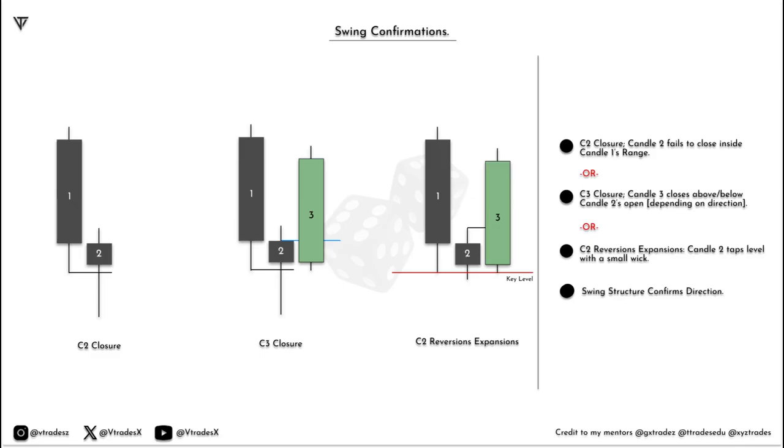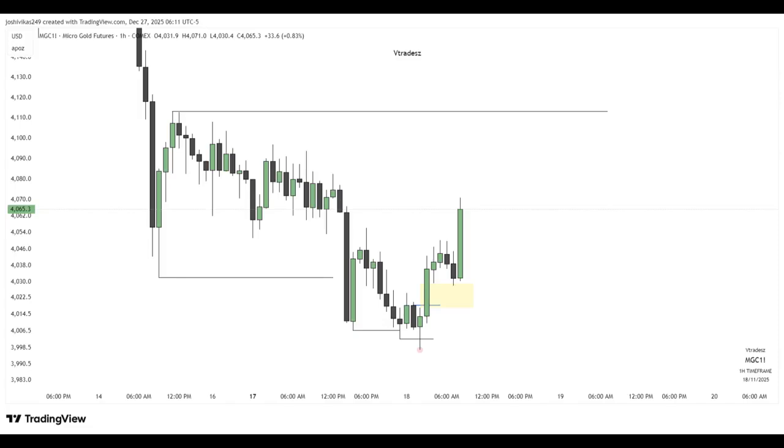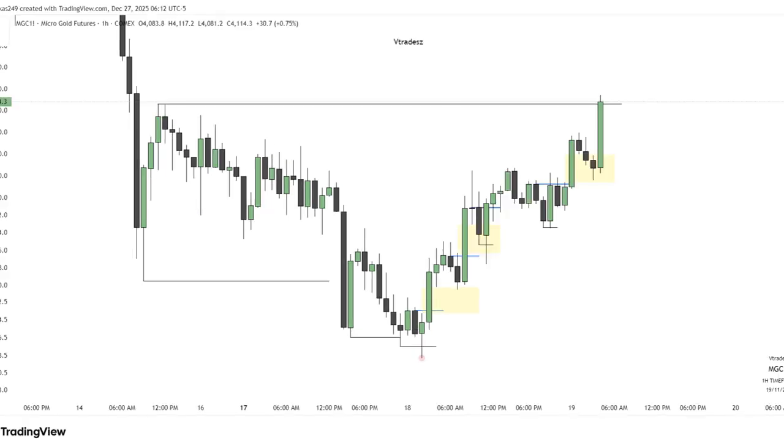Watch this sequence right here. Candle 1 forms. Candle 2 taps the level but doesn't close back inside. That's my first clue. Then candle 3 closes beyond candle 2's open. At this point, the market has made a decision. I'm no longer guessing.